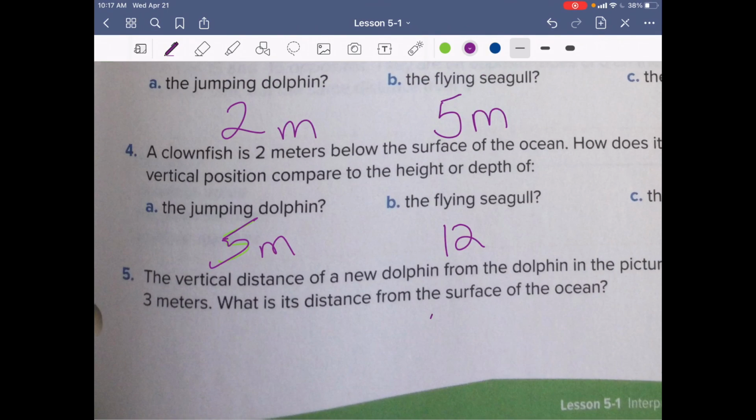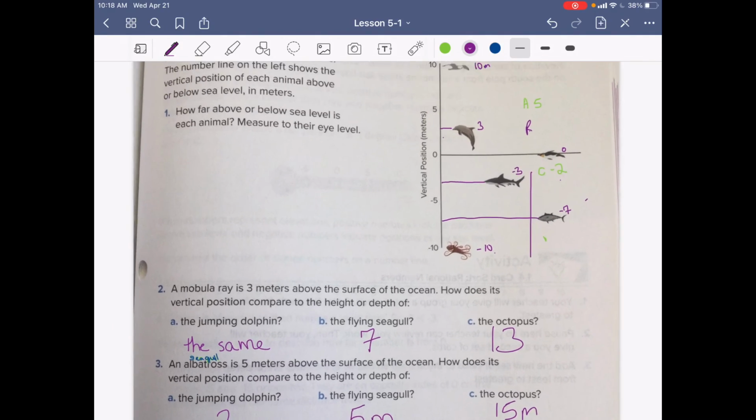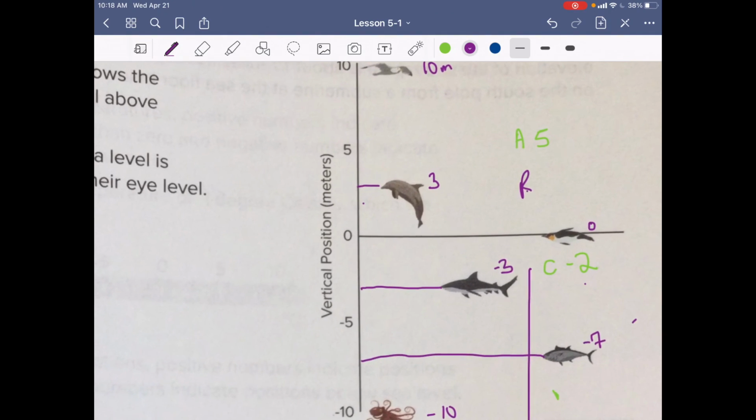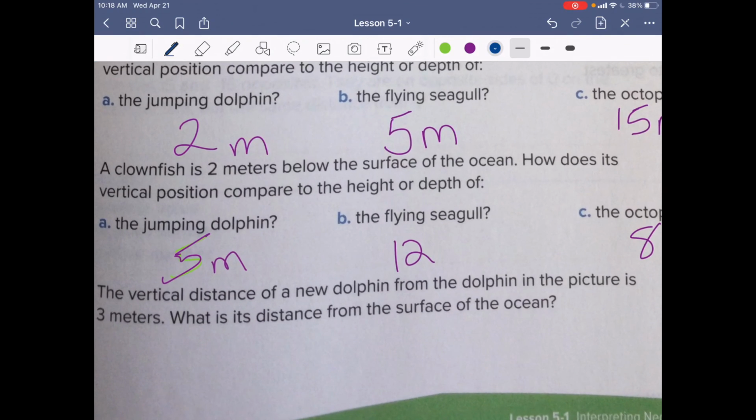Number 5. The vertical distance of a new dolphin from the dolphin in the picture is 3 meters. What is the distance from the surface of the ocean? So if our current dolphin is here at 3 meters and our new dolphin is going above 3 meters, our new dolphin would be 3 plus 3, and that would give us 6. So our new dolphin would be 6 meters above the surface of the ocean.